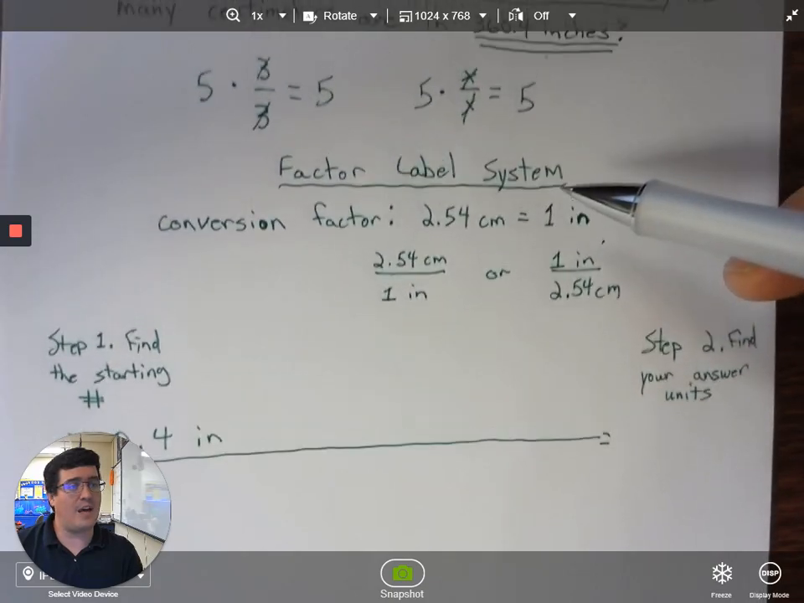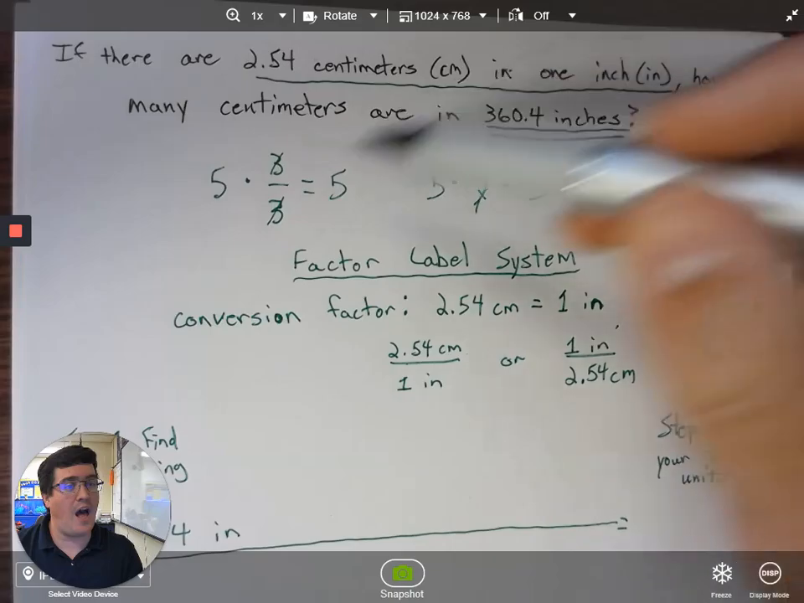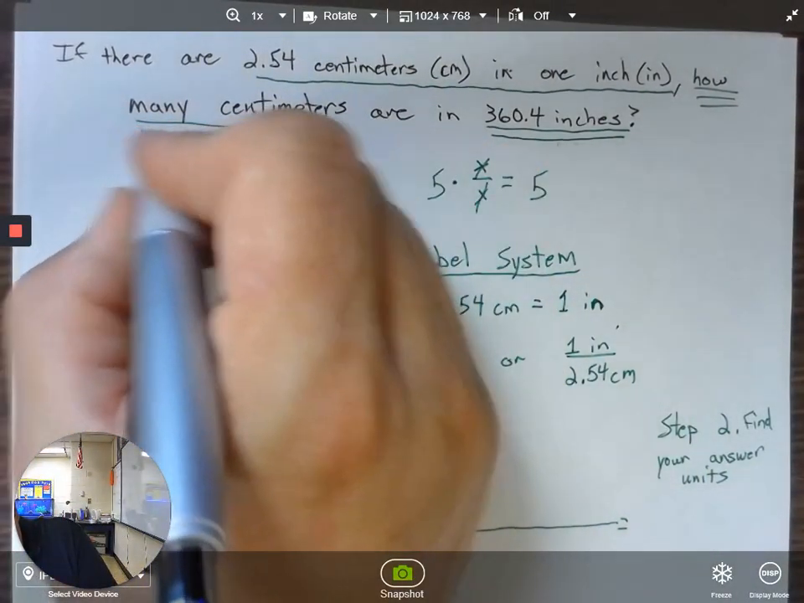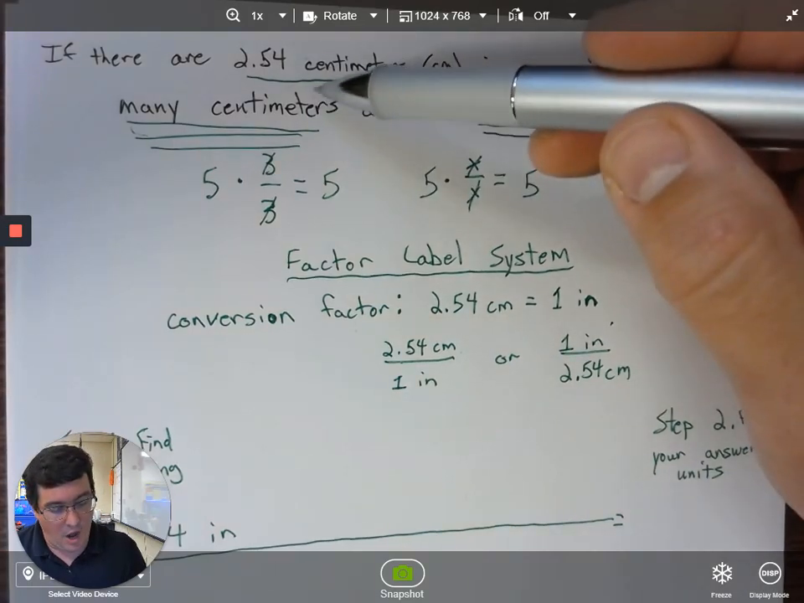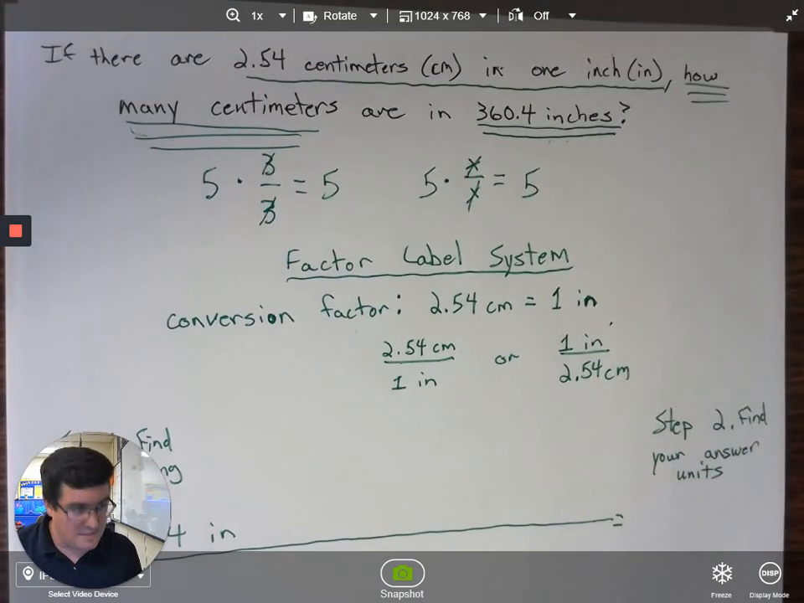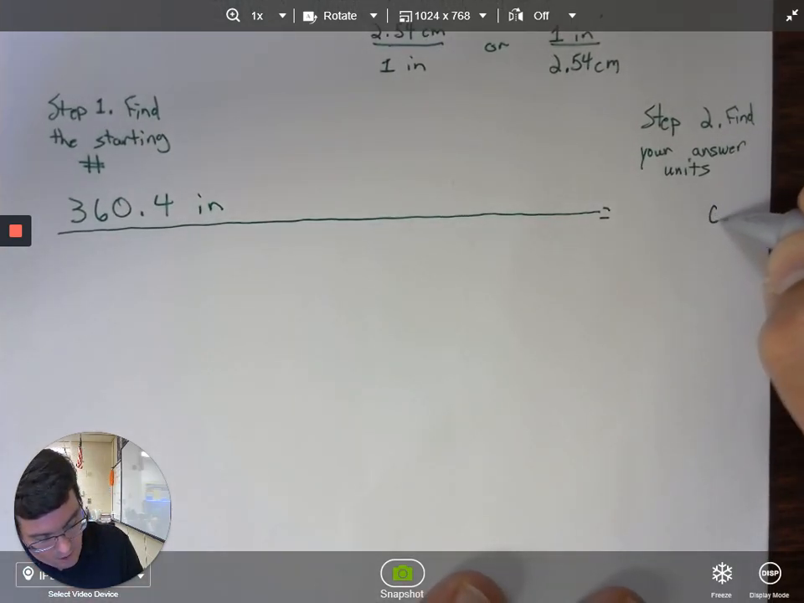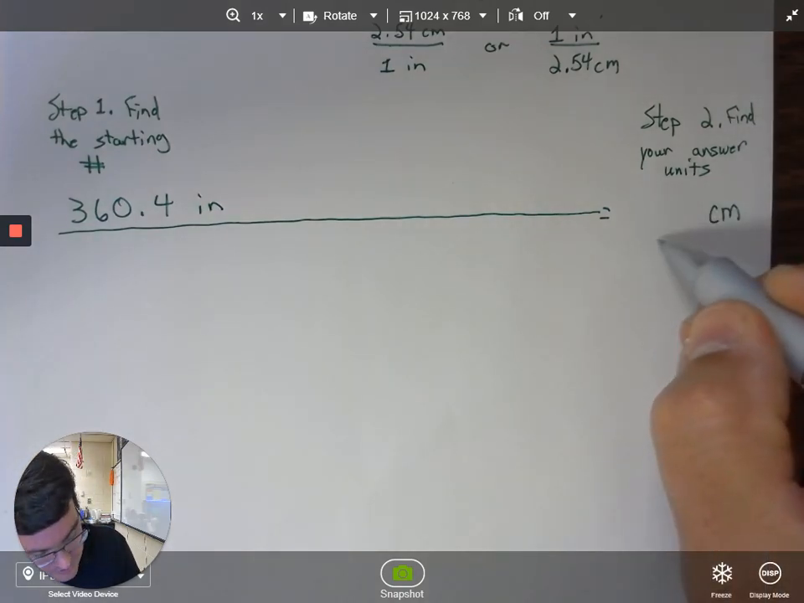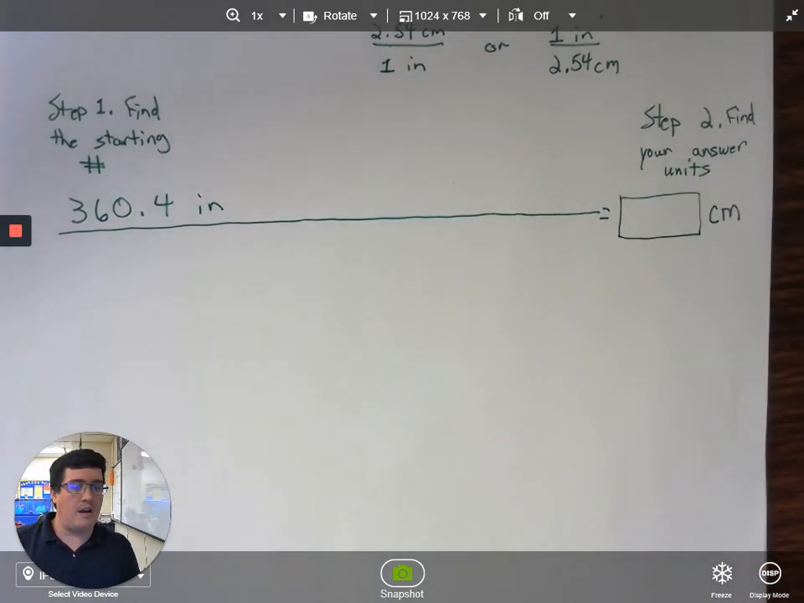So when we scroll back up here, it says if there are this many centimeters in 1 inch, how many centimeters? There it is right there. So our answer units need to be in centimeters. So we're going to go back down here and translate down to here. Our answer needs to be in centimeters. To make this problem correct, the only thing we have to find is what number goes right there.